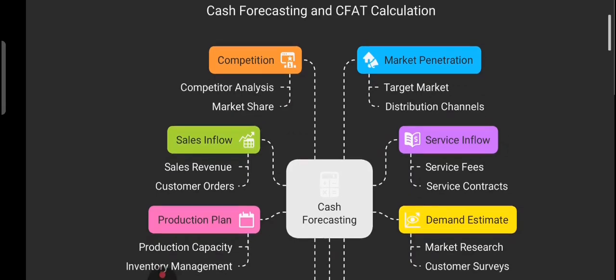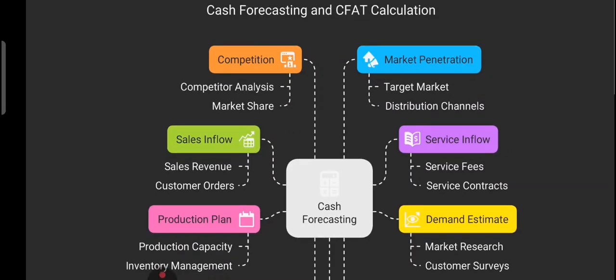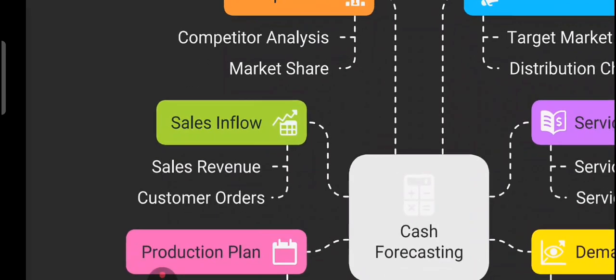Cash forecasting helps predict your company's future cash position. It is not just about guessing, it's strategic planning rooted in data. Let's explore the core drivers. The first one is called sales inflow. As you can see, sales inflow means revenue from sales and customer orders. It is the lifeblood of your forecast. A strong inflow means a healthy business.